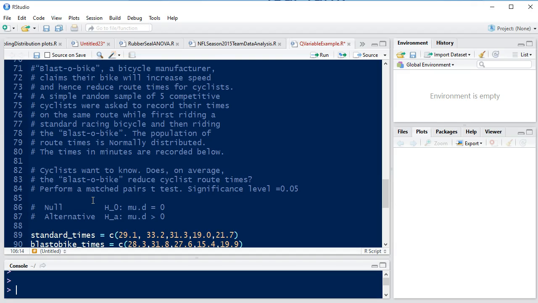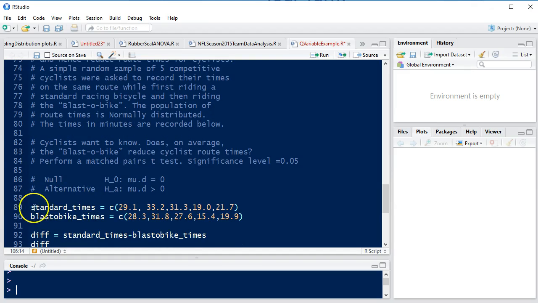And lastly, we have then the time recorded in minutes. So that's what this is here. There's standard time. So for the first cyclist, 29.1 minutes was how fast they rode their bike on the standard racing bicycle for the route. And then for the Blastobike times, their time was 28.3 minutes when they were riding the Blastobike bicycle on the exact same route as before. So each one of these values is paired, the standard time with the Blastobike time. So cyclists want to know, does on average the Blastobike reduce cyclist route times?